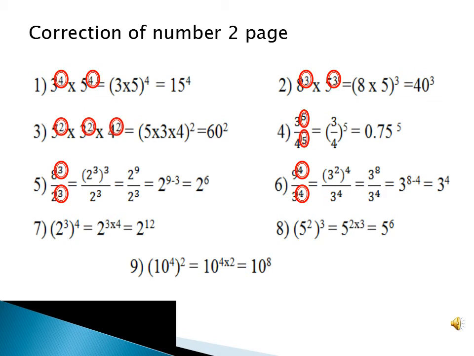So whenever we have parentheses between the powers, you must multiply them. The last one, 10 power 4 in parentheses power 2, we must also multiply the powers. 10 power 4 times 2 equals 10 power 8. So by this homework, we can better understand the rules of power: when we multiply them, when we subtract them, and when we multiply them.